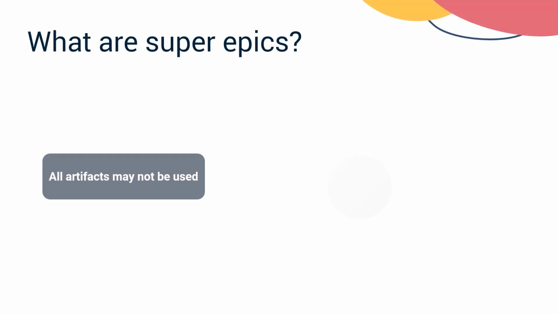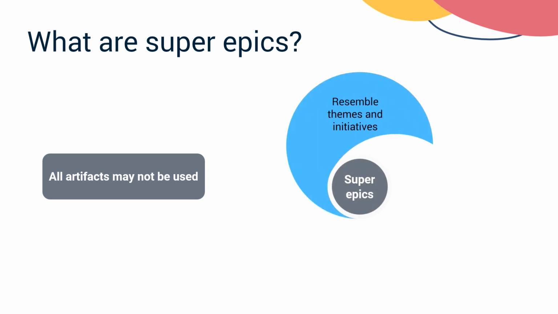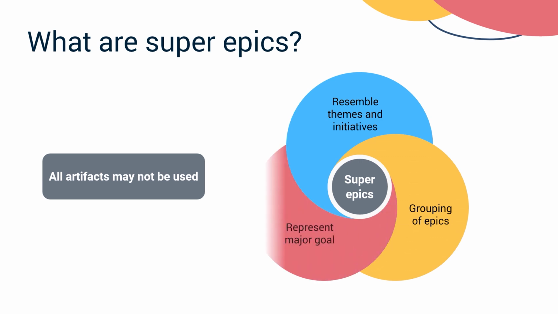These artifacts, categories, and types are presented as separate and distinct. However, it should be noted that many Agile organizations do not use all of them. Some also use super epics, which may resemble themes and initiatives. A super epic is a high-level grouping of epics representing a major initiative or goal.